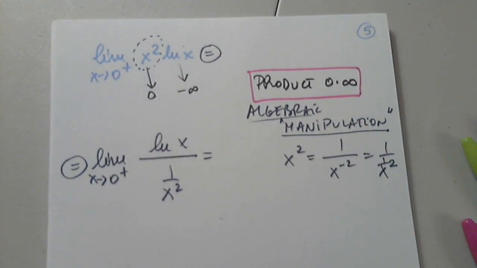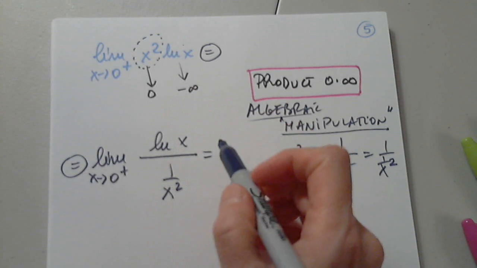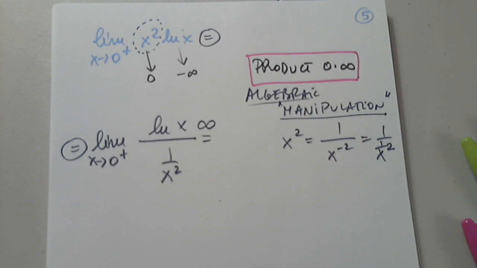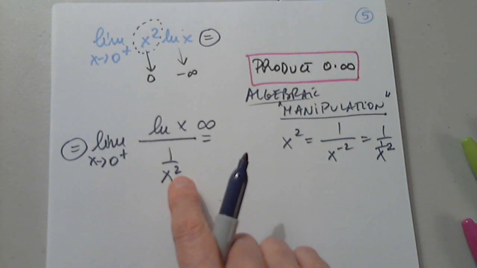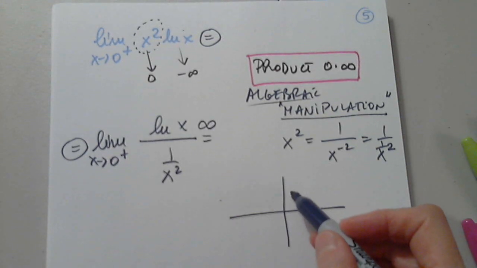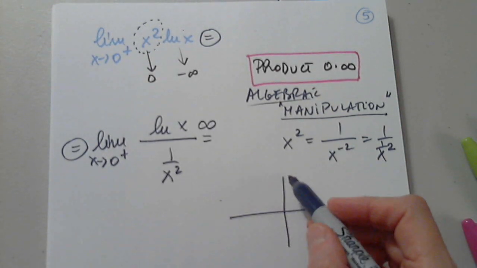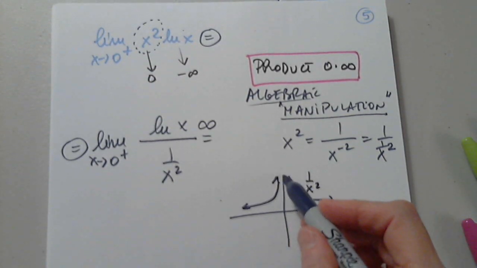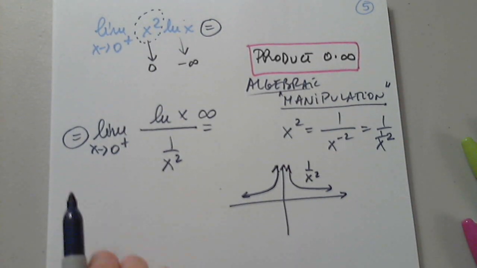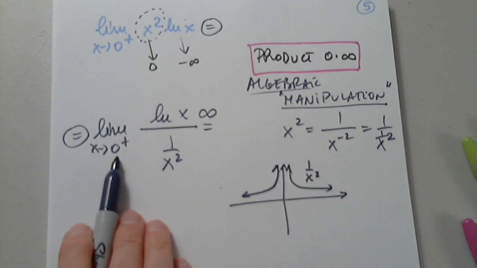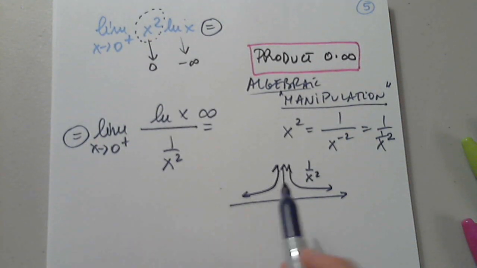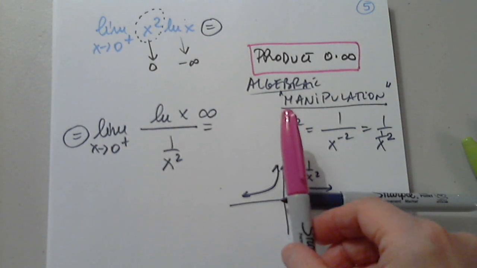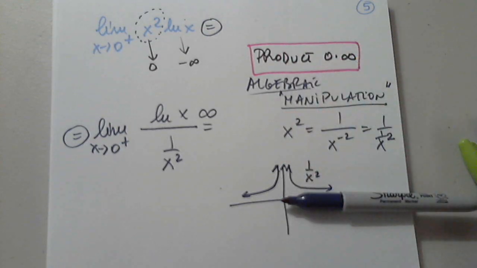Now I'm in business. How come? Because this is still going to infinity, or negative infinity. The sign is not important. And this one, I know the graph. I know the graph of 1 over x, which is this. But 1 over x squared is this. This is the graph of 1 over x squared. So when x approaches 0 from the right, where is the function going? The function is approaching infinity. That's it. That's all I wanted.